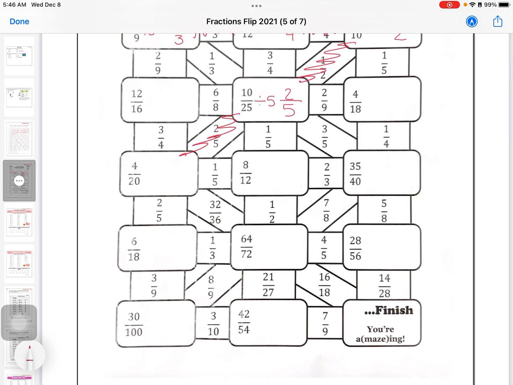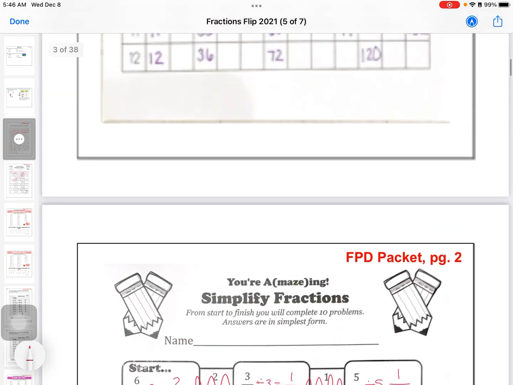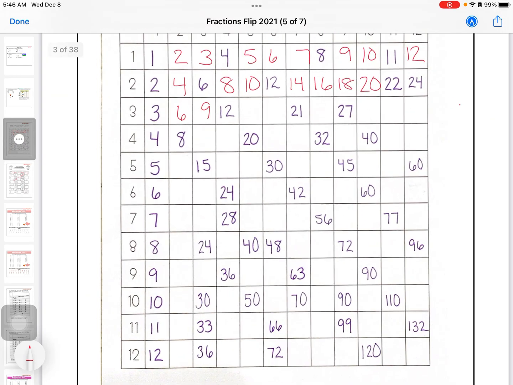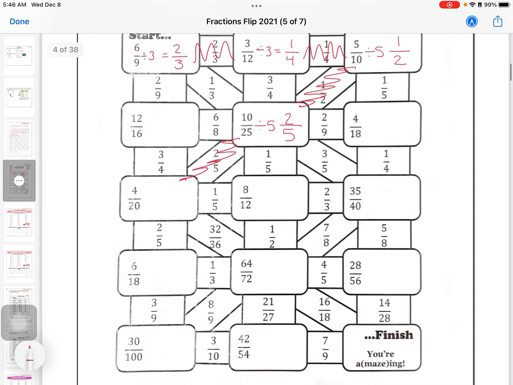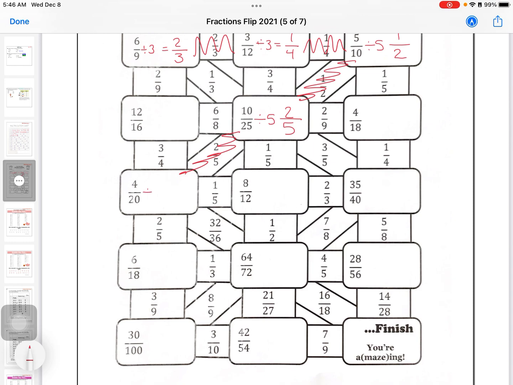Does 4 go into 20? Again, remember, if you don't know, you look on your chart, you look at your 4, and yep, 4 goes into 20, and if you go up, it will tell you how many times. So if I divide them both by 4, 4 divided by 4 is 1, 20 divided by 4 is 5, so it'd be 1/5.